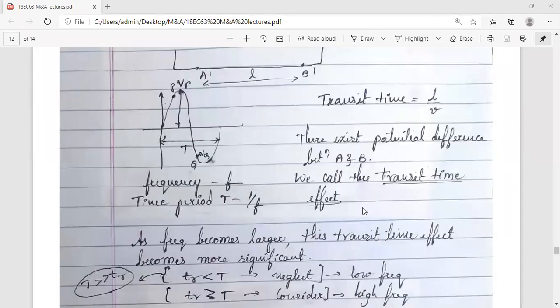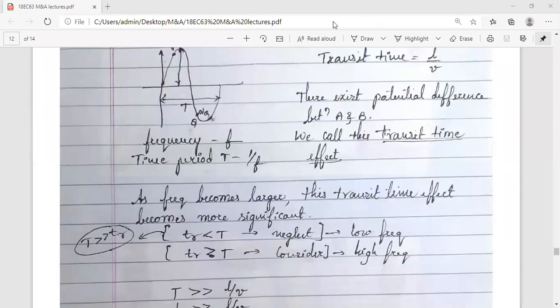I had even told you briefly: for lower frequencies, when you work in the laboratories with smaller circuits, this transit time effect is negligible. What is transit time? The time delay between applying the input and getting the output. So we can neglect this effect for lower frequencies. That's why even in your laboratories, you don't count it.